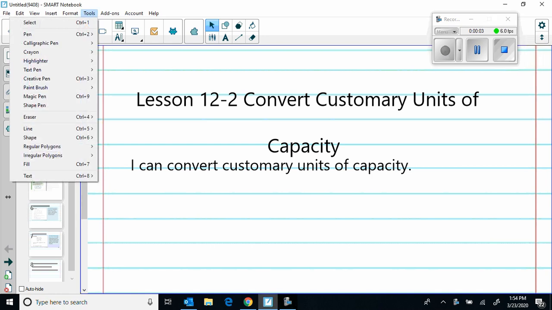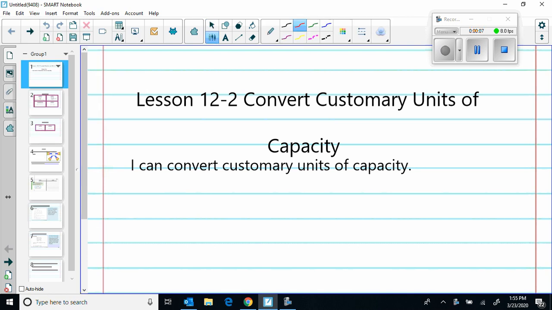Okay, guys, welcome to lesson 2-2, convert customary units of capacity. And once again, convert means to change to. And we're going to be focusing on units of capacity. Capacity is how much liquid can fill a three-dimensional shape. And so your I can statement is I can convert customary units of capacity.